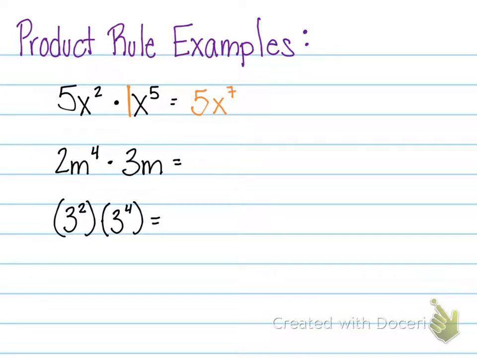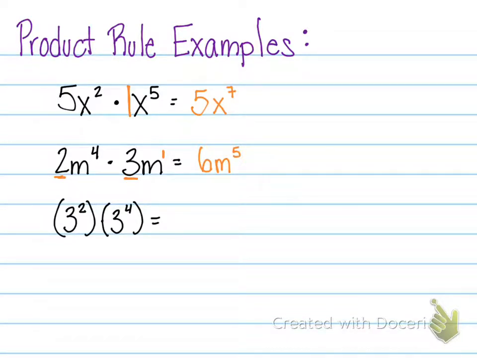Let's take a look at the next example. Again, we're going to multiply our coefficients together. So I'm going to do 2 times 3, which will give me 6. And then I'm going to add my exponents together. Now, if you look at the second m, the one that's being multiplied by 3, there's not an exponent written. But we can assume that because I have one m, that's m to the 1st power. So I have m to the 4th times m to the 1st. So I'm going to add those exponents together to get m to the 5th power.